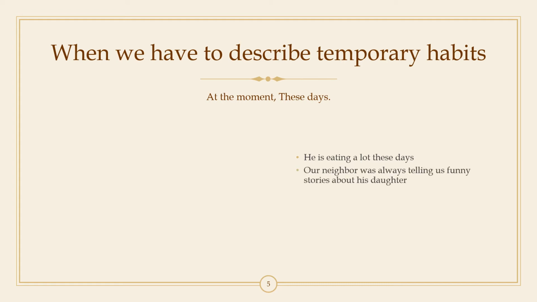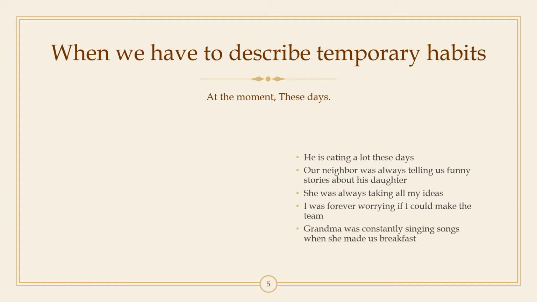Our neighbor was always telling us funny stories about his daughter. She was always taking all my ideas. Now, these are ways in which you could use phrases like at the moment, these days, in a continuous tense, describing temporary habits. One more example you could say is, I was forever worrying if I could make the team. Grandma was constantly singing songs when she made us breakfast. My husband was always talking about friends from school.